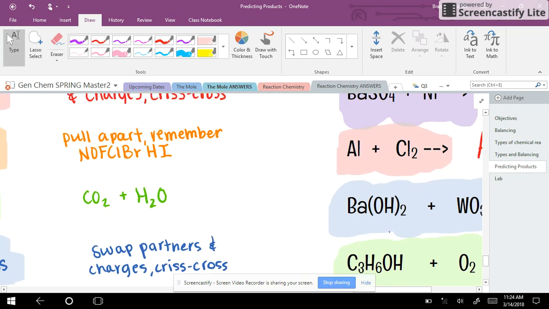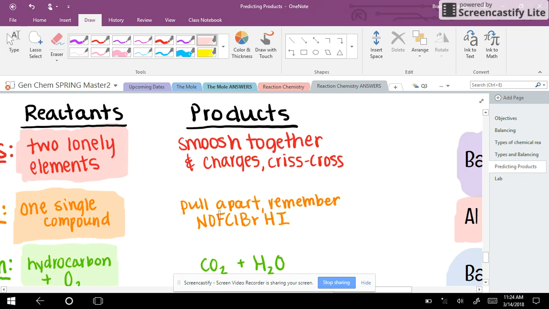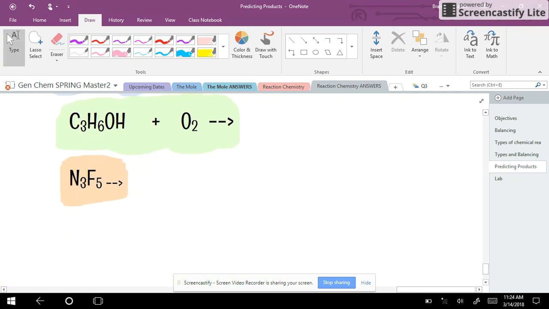This is decomp. And in order to do decomposition, we know how to recognize it. It's a single compound. And to get the products, we pull apart the compound that we started with. And don't forget about NOF. So we're not going to do symbols, charges, crisscross, because we're just going to have 2 lonely elements. So instead, we're just going to write out those symbols. So trinitrogen pentafluoride becomes nitrogen and fluorine. I plucked them apart. So I have nitrogen. Hang on, let me get a skinny one. I have nitrogen and I have fluorine.